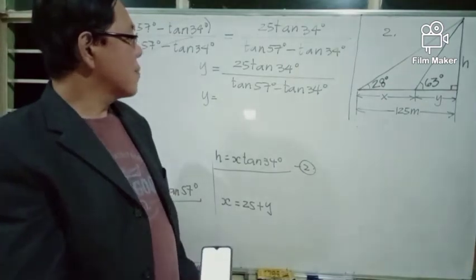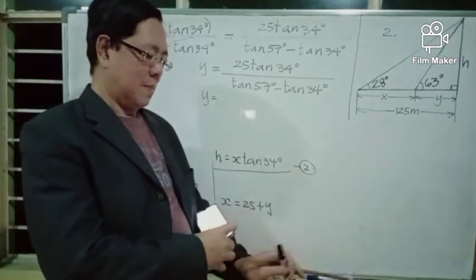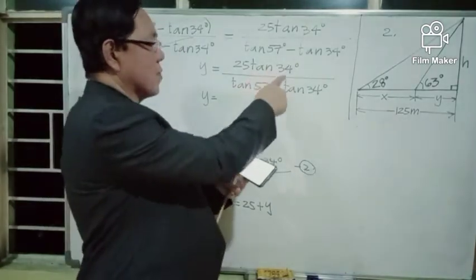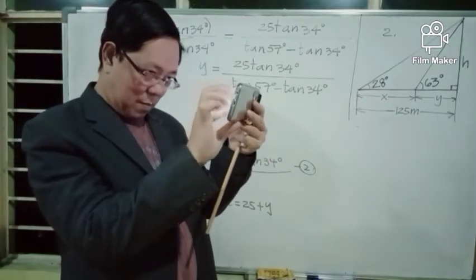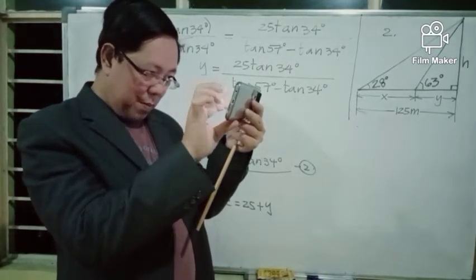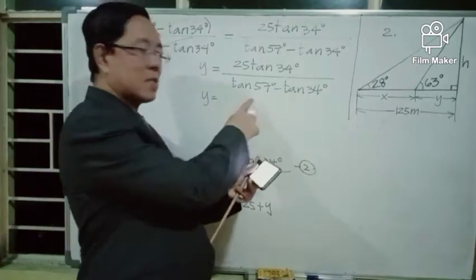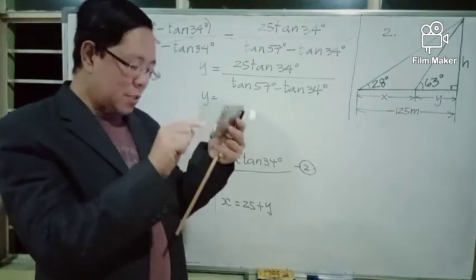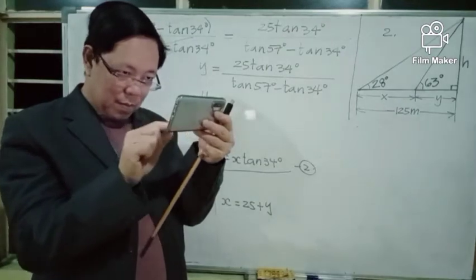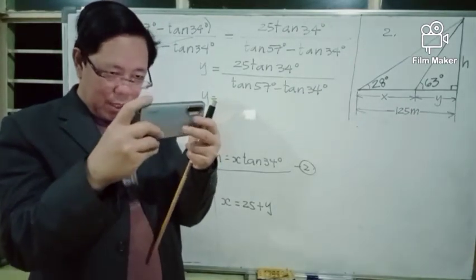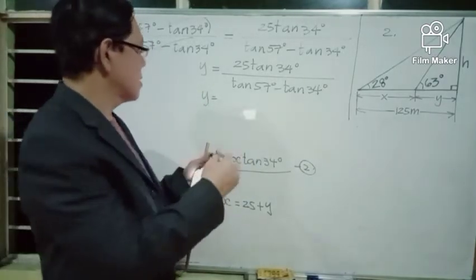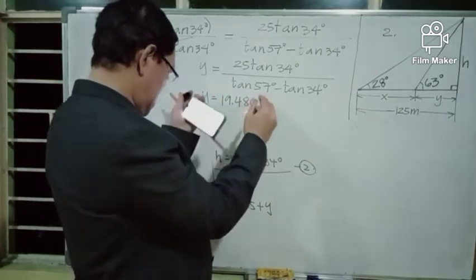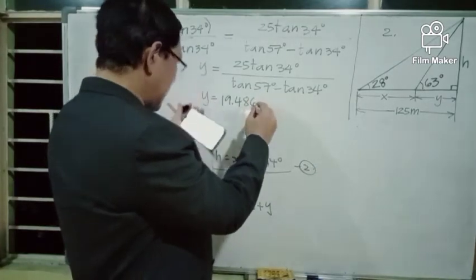We have 25 times tangent of 34 degrees, divided by tangent of 57 degrees minus tangent of 34 degrees. And you should get 19.48643588.